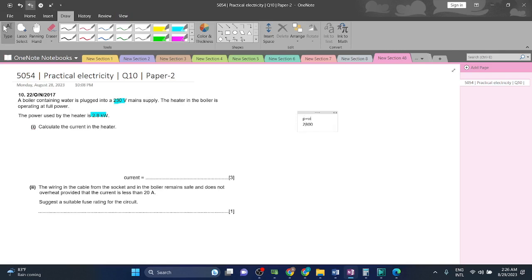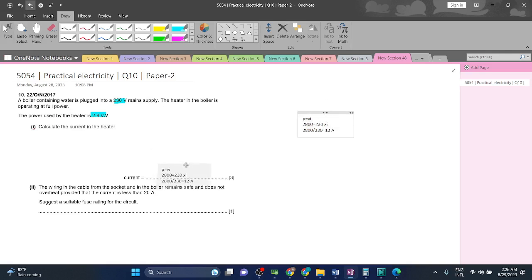We're gonna put 2800 as the power. Voltage 230 we have, into I we have to find. So 2800 divided by 230 will give us the answer, right? So that is gonna be 12 amperes will be the answer. As simple as that.